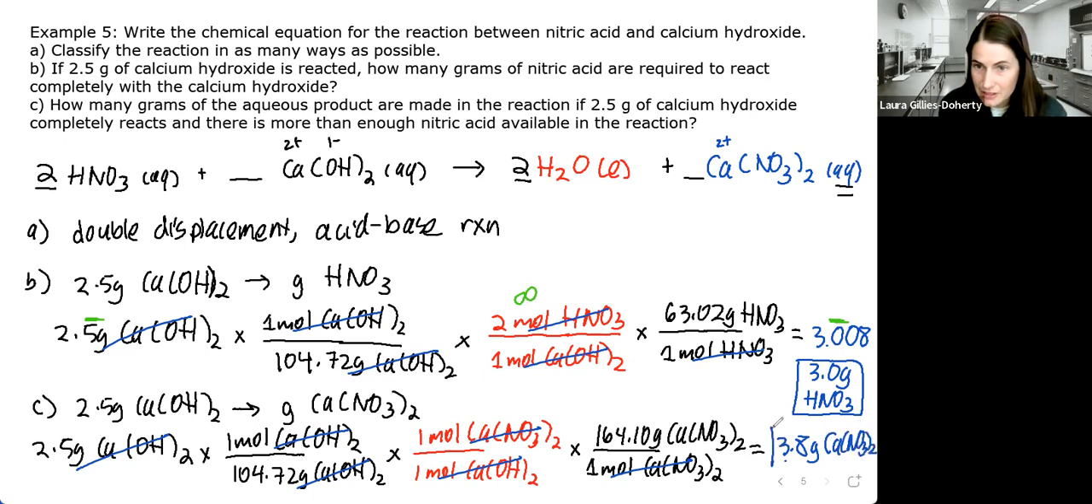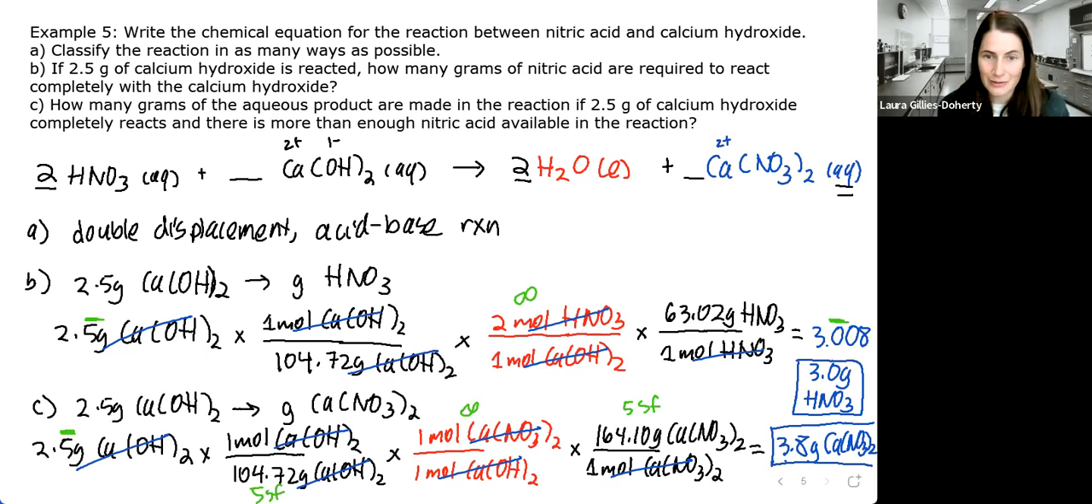I know I'm running out of space there. I rounded that to 2 sig figs based on sig figs in the rest of my problem. I had 2 here, 5 in my molar mass, infinite sig figs in my mole to mole calculation, and 5 in this molar mass. So I had to limit my final answer to 2 sig figs, rounding it to 3.8 grams of calcium nitrate. Okay, so those were 5 big examples.